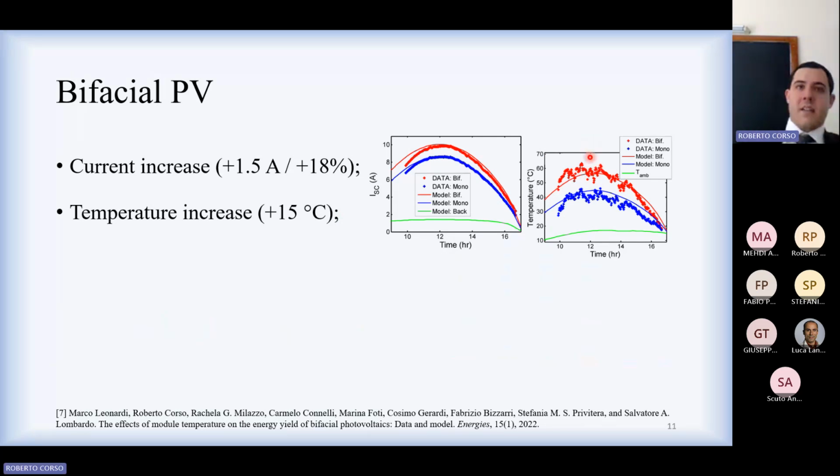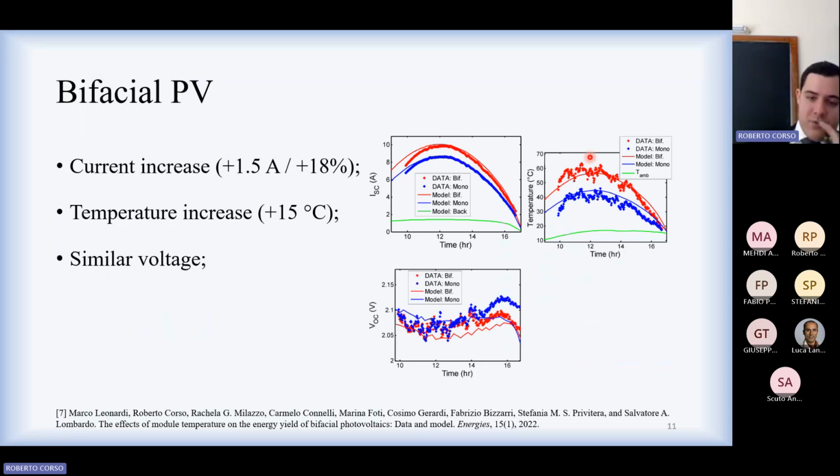And in general, it can be shown that the increase in temperature also corresponds to a slight decrease in the value of the band gap energy, and to a slight decrease in the open circuit voltage, which also reflects on the power production of the system. However, as we can see here, the additional current produced by the bifacial module is able to balance the open circuit voltage decrease from the higher temperature.